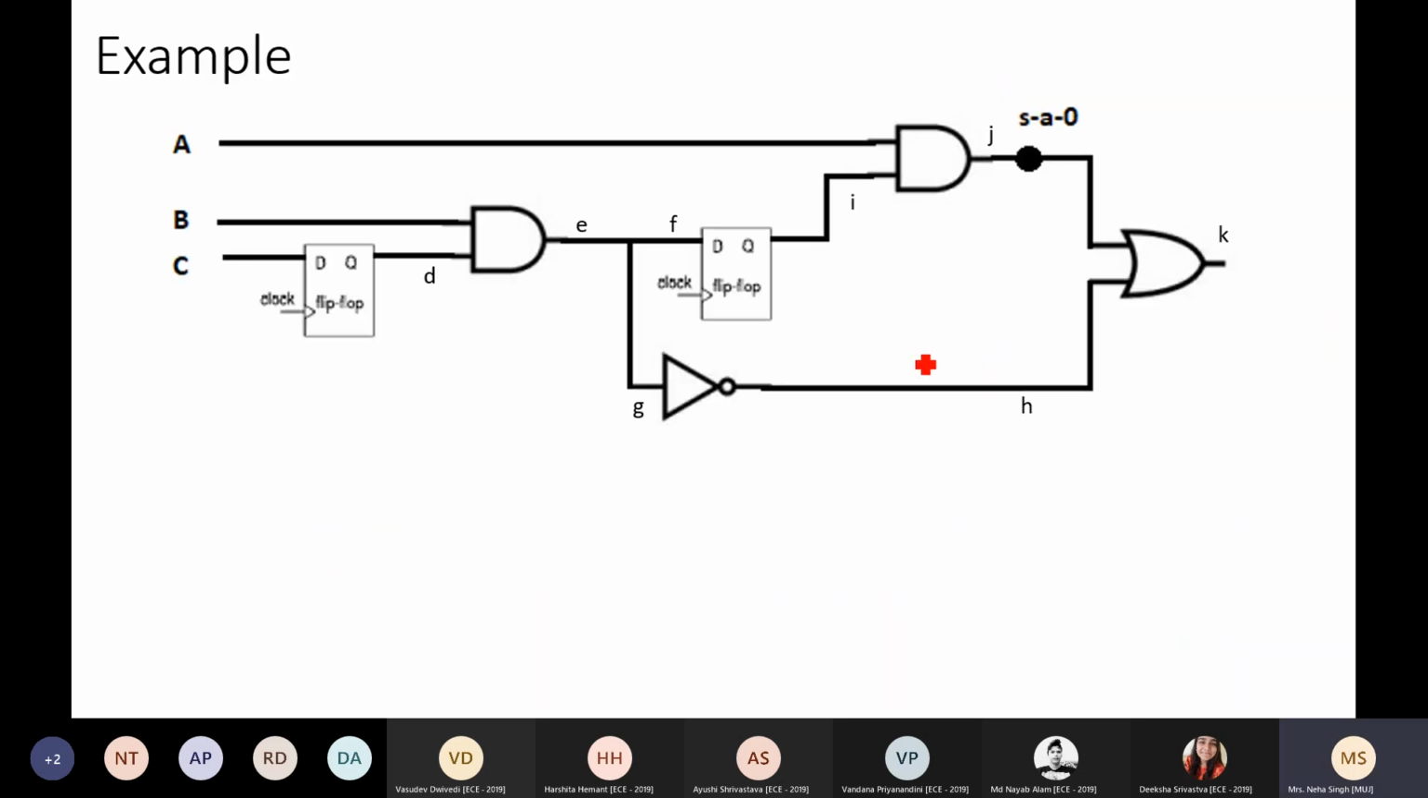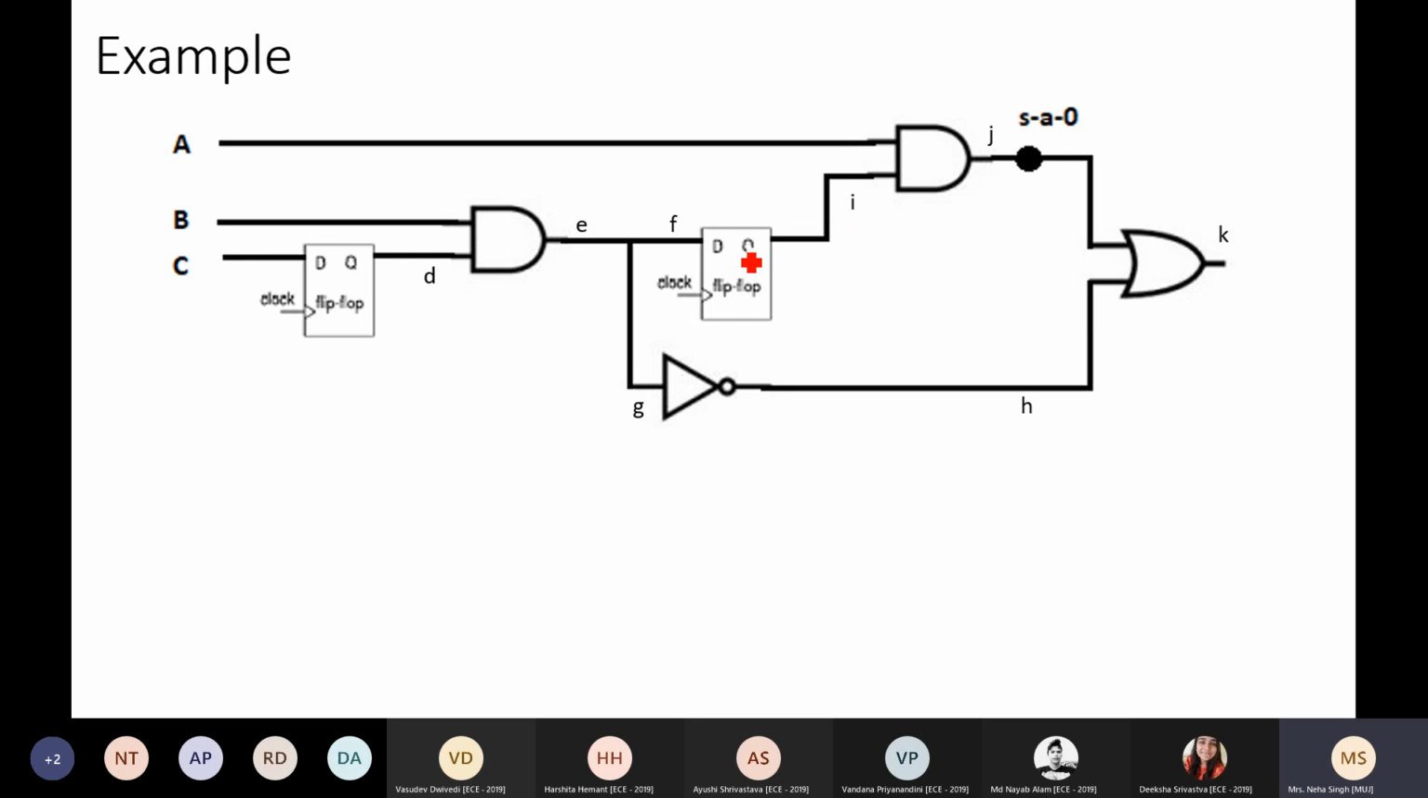Right? Here, an input at C affects D. The input at D affects E, which affects F, which again affects I. So the effect of C has reached I in 2 clock cycles.